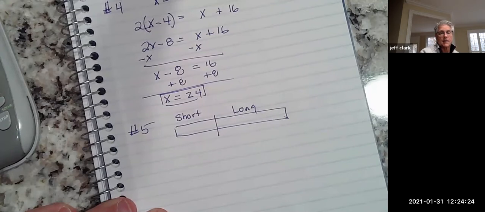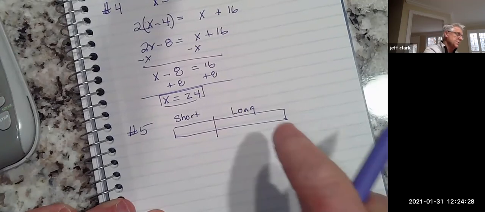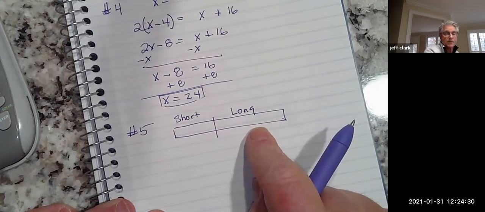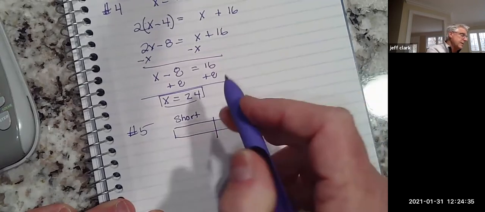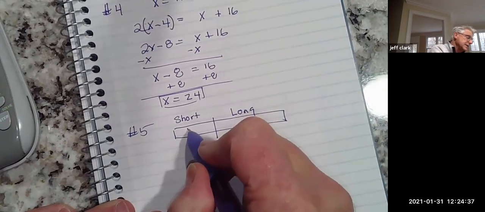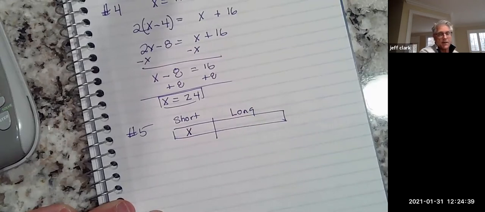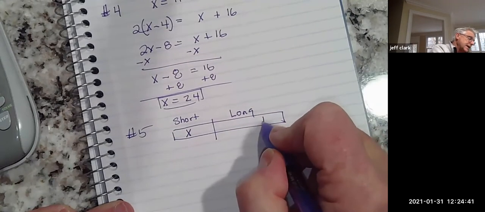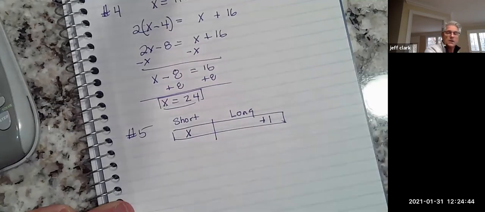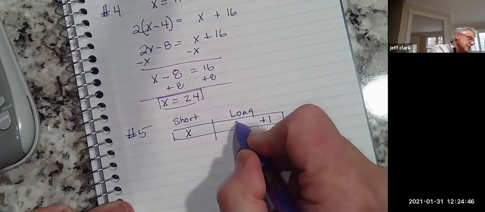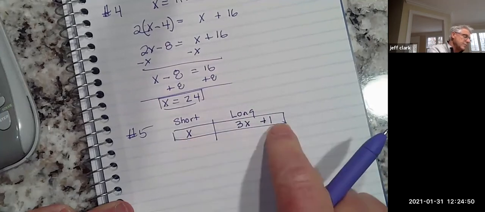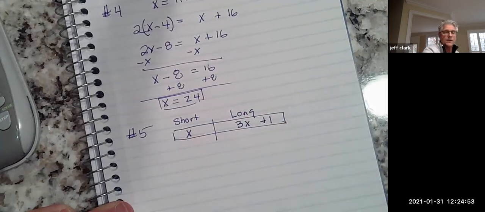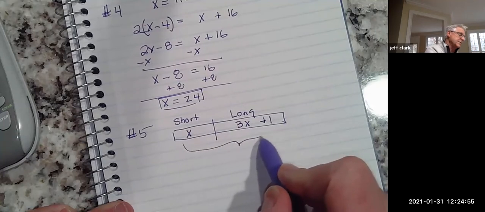And so it's going to cut it into 2 pieces. So the longer piece, this one here, is a foot more than 3 times whatever the short piece is. So maybe we let x be the short piece like this. And the long piece right here is a foot more, so you're adding a foot more to 3 times this. And then altogether, it's 21 feet.